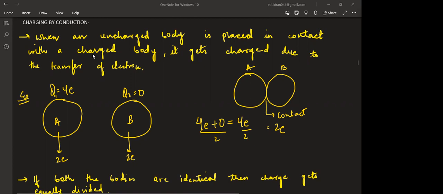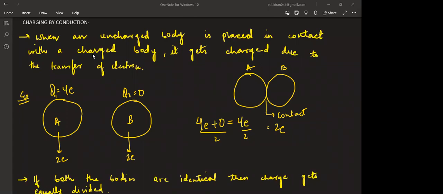See, Tarif, it's not always equal. Only if the bodies are identical will charges be equally divided. Don't generalize the statement. Though in your exam only identical bodies are usually asked, just keep it in the back of your mind that the charge distribution can be unequal.